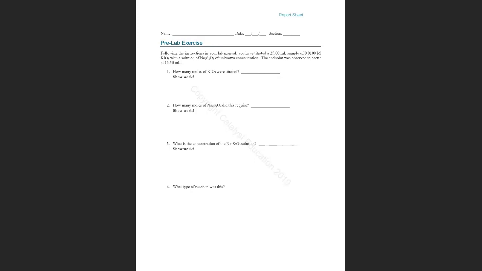Following the instructions in your lab manual, you have titrated 25 mL of a sample of 0.0100 molar potassium iodate with a solution of sodium thiosulfate of unknown concentration. And the endpoint was observed to occur at this volume.